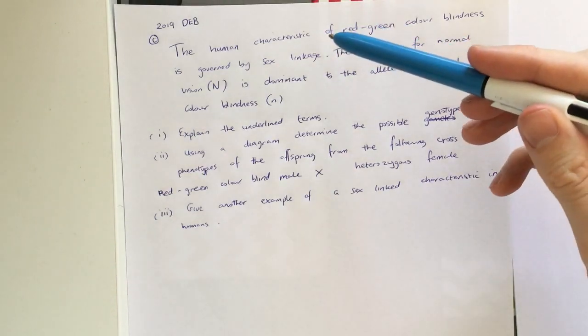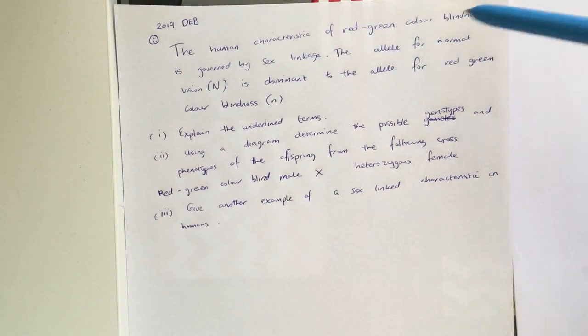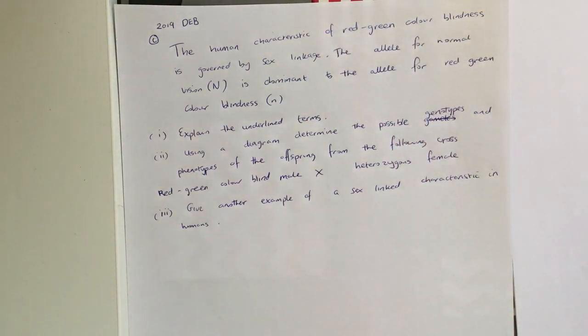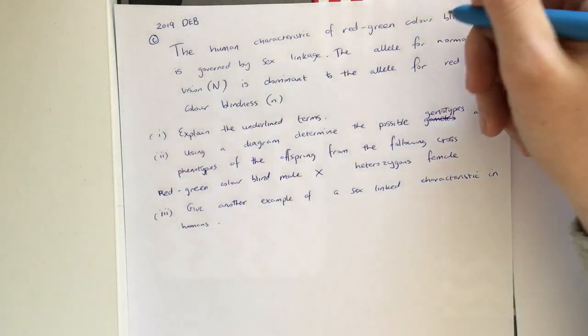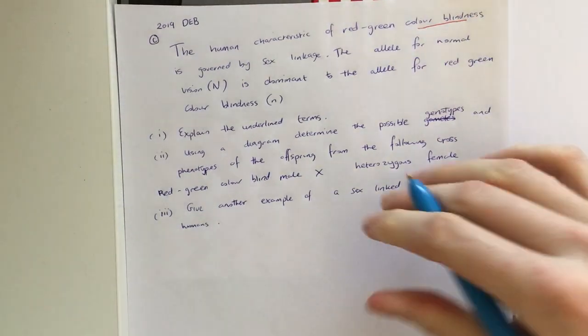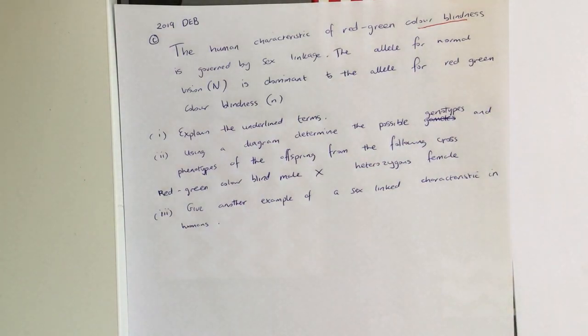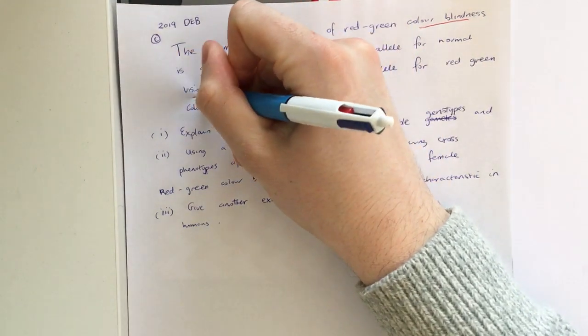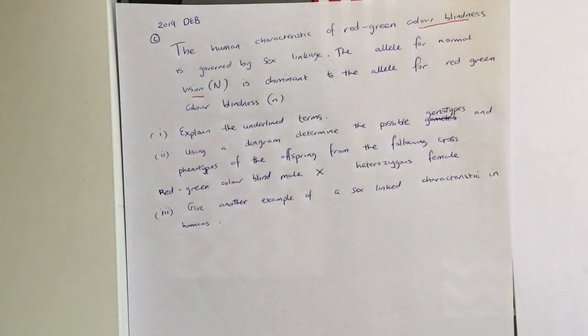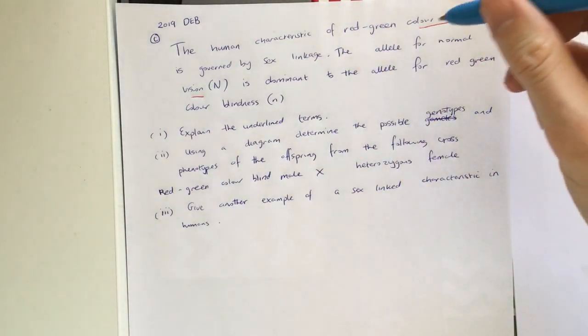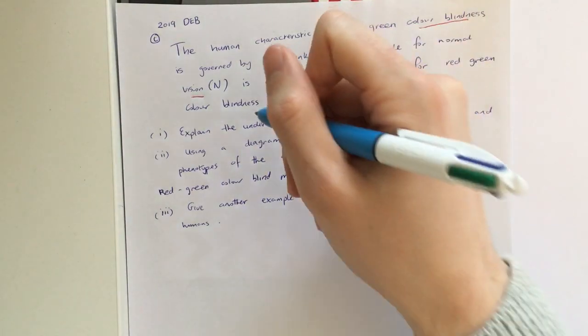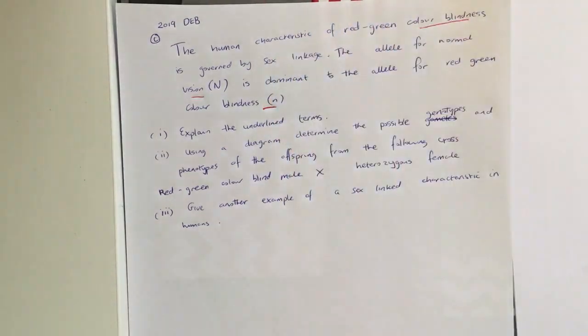So the human characteristic of red-green color blindness is governed by sex linkage, okay? So we're talking about color blindness. The allele for normal vision is dominant, so of course normal is dominant, and we get a big N for that. The allele for red-green color blindness is a recessive allele. The first thing it says to do is explain the underlined terms.